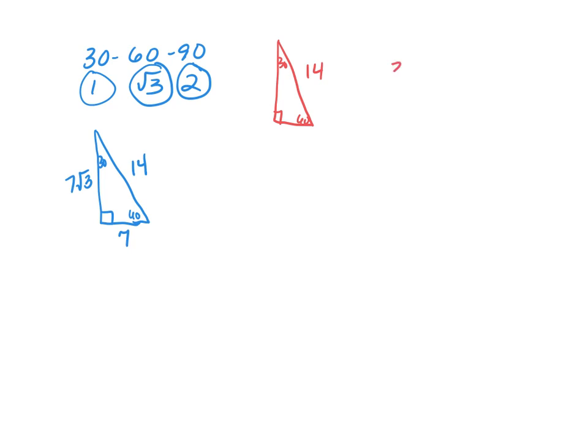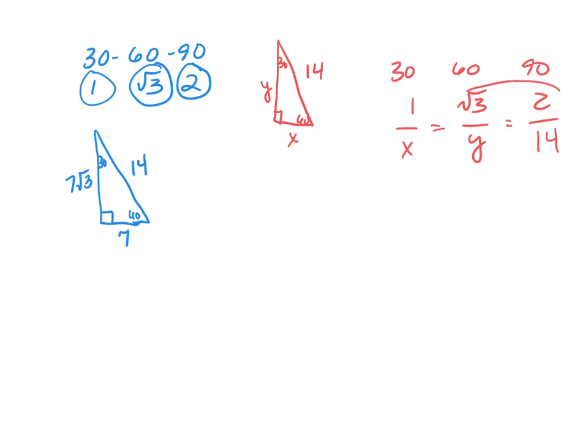I can set up my proportion, 30, 60, 90, 1, root 3, 2. It's on your paper. Who is the 14 opposite of? The 90. So we're going to put, the 30 is going to be opposite the X, and the 60, the Y. Doesn't matter, but you've got to put the right letters where they go. Everybody get that? So now we put our equal signs, and we're going to use this guy to find that guy, and then we're going to use the same guy to find the X.